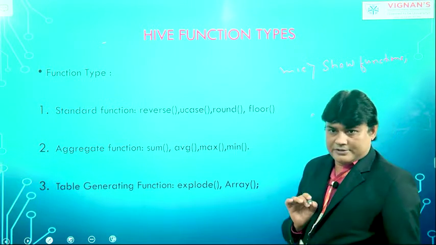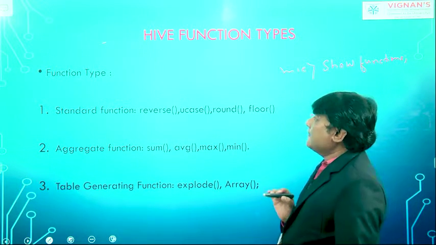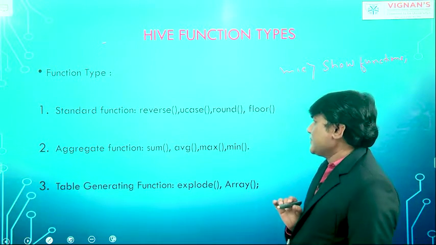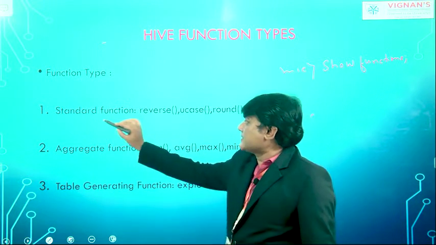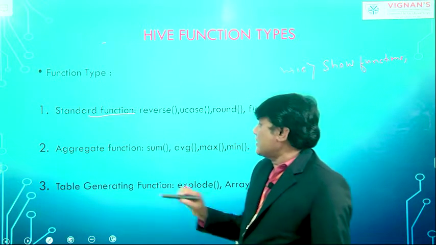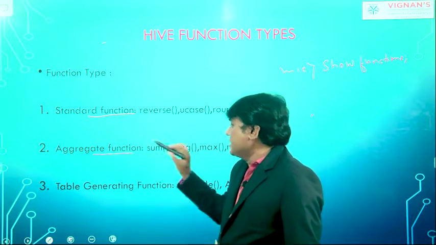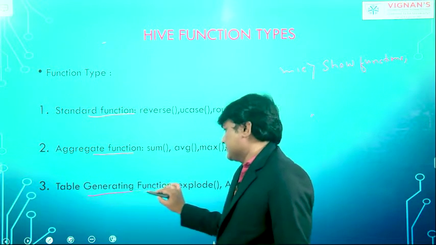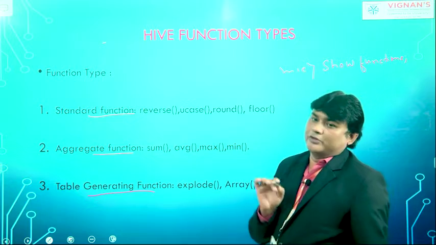Hive has three categories of function types. The first one is called the standard functions type. The second one is called the aggregate functions type, and the third is called the table generating functions. We will discuss them one by one.